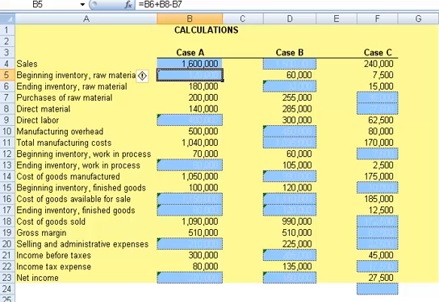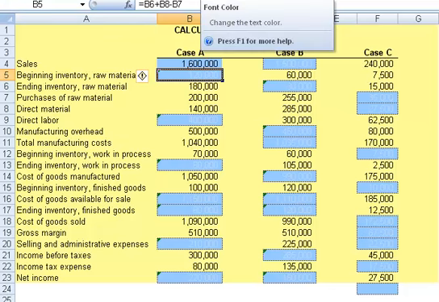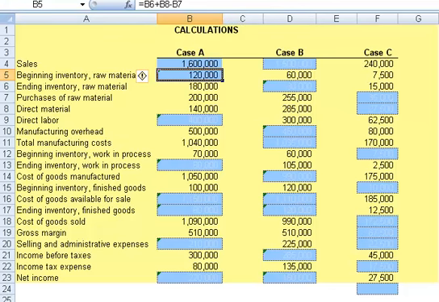Let me bring that one to light. Okay, we get 120,000, which you can get from adding cells B6, B8, and subtracting B7. Well, how do we know that? Because we know that they gave us the beginning raw material and the purchases, right? And the direct material and the direct labor, but they also gave us, well, actually I think that's enough to tell us what we need to do.